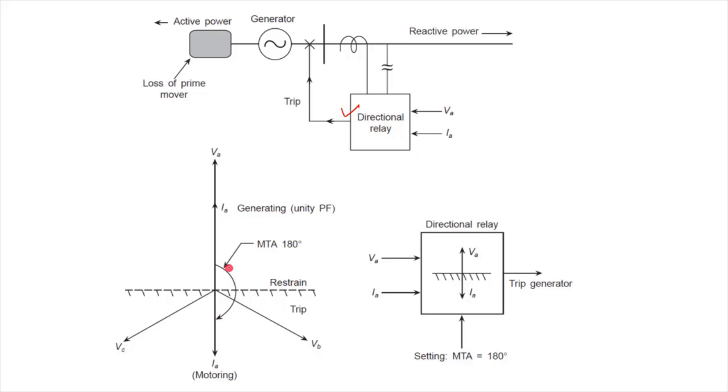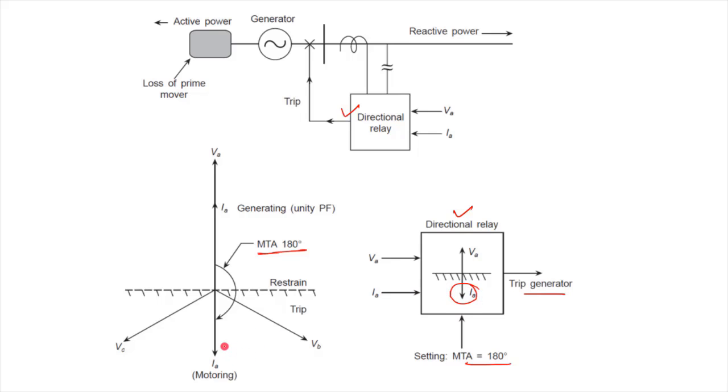We have already discussed that the MTA is your maximum torque angle. If we make this MTA 180 degrees, then your trip region will be to detect the reverse flow of current, not the original flow of current. When the current flows in the reverse direction, it trips the circuit breaker. So this is the directional relay with MTA 180 degrees, and it gives the trip signal to the circuit breaker. It trips the generator whenever there is a reverse flow of current.